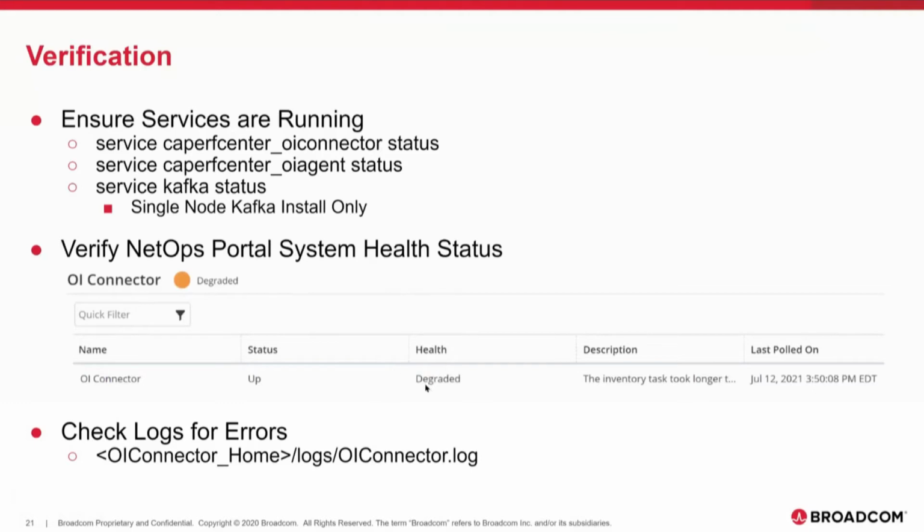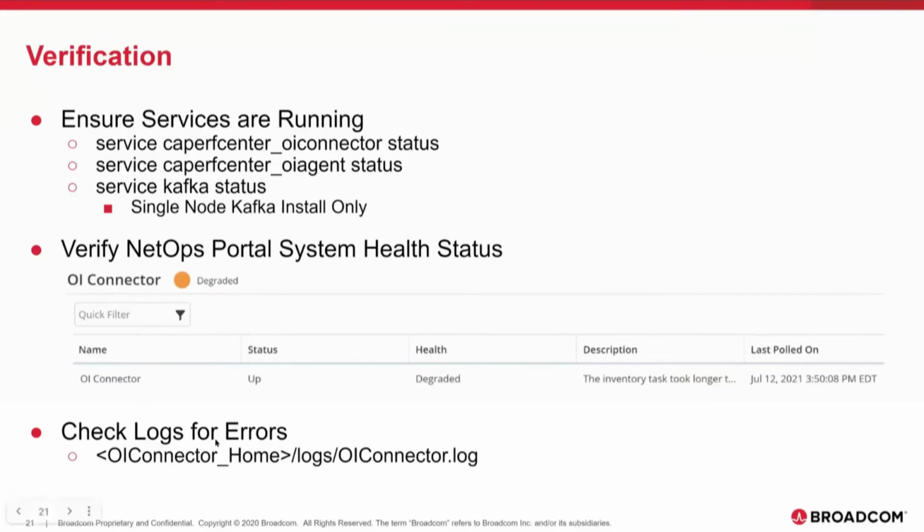Here you can see that the health is degraded. There's a description about the inventory task taking longer than expected. So if a task takes longer than a certain percentage of the amount of time we allocate for that task, that'll put it in a degraded state. It doesn't necessarily mean that it's not working. It just means things are slowing down or things are not running as optimally as they should.